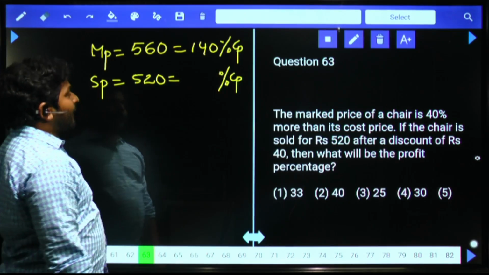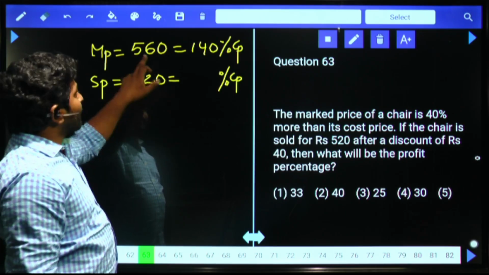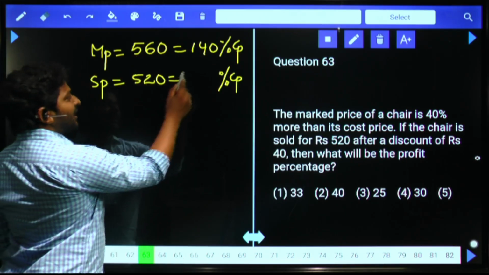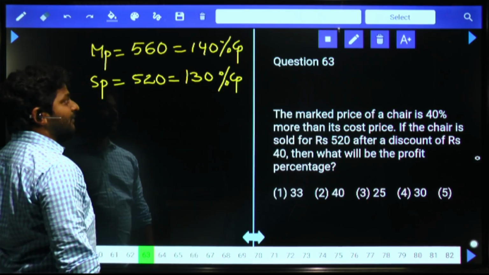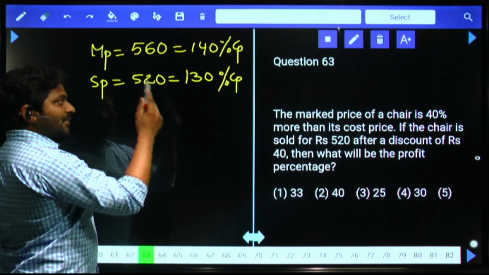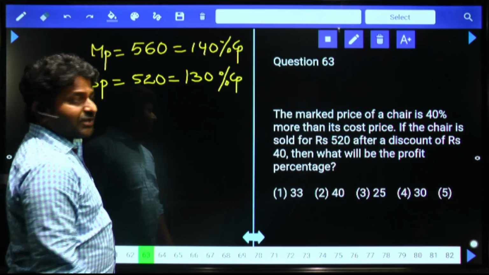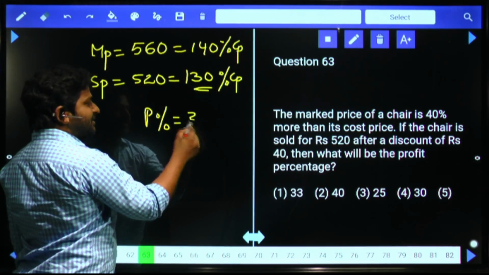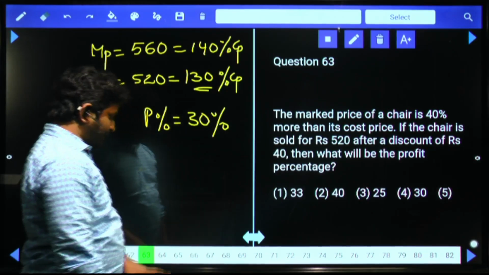Now 1/4 of this number is 140 only. 1/4 of this number is equal to 130. Correct. So if the selling price is equal to 130 percent of cost price, how much profit percentage is there? Profit is 30 percent only, which is the fourth option.